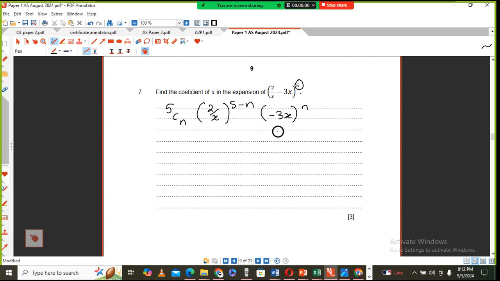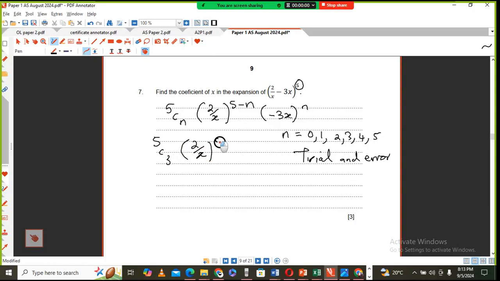But the issue is n should either be 0, or 1, or 2, or 3, or 4, until n is 5. So you substitute until you can see where you will get the coefficient of x. So there is an element of trial and error. You are not going to start with 0 and 1. So what if you start with n equals 3? I say 5 choose 3, then 2 over x to the power of 5 minus 3, and negative 3x raised to the power of 3. Now I can calculate this.